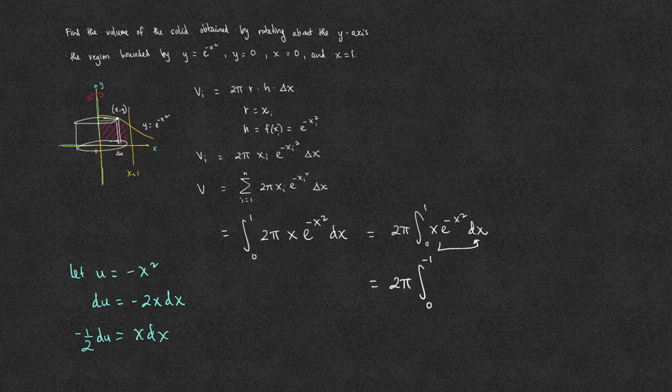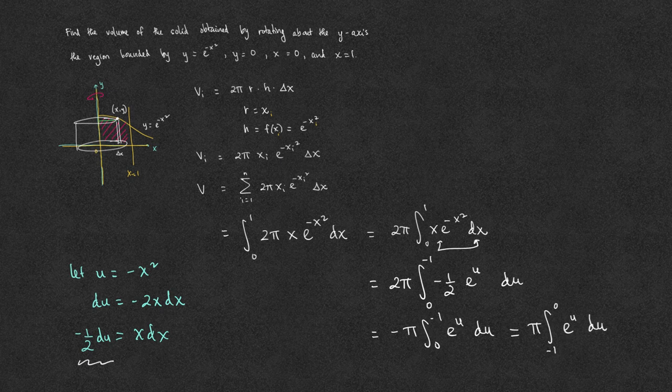x dx can be substituted with negative 1/2 du, and e to the negative x squared, where negative x squared is now u. Simplifying this, we have negative pi, the integral from 0 to negative 1, e to the u du. But because of the negative in front of the integral, we can change it to the positive integral by switching the limits of integration. The upper limit becomes the lower limit, and the lower limit becomes the upper limit.